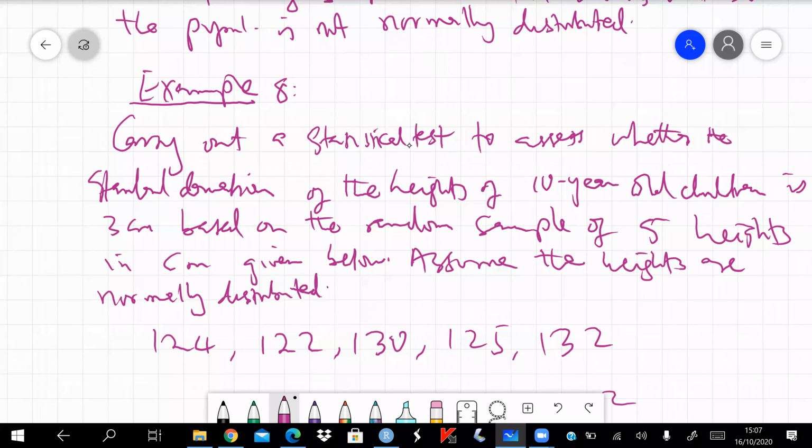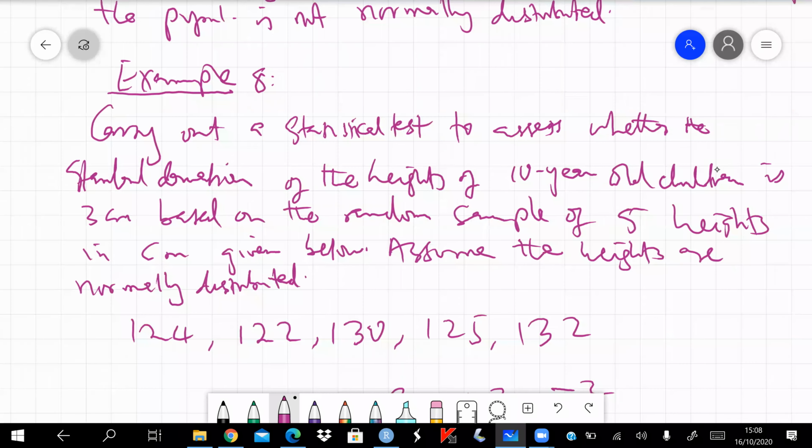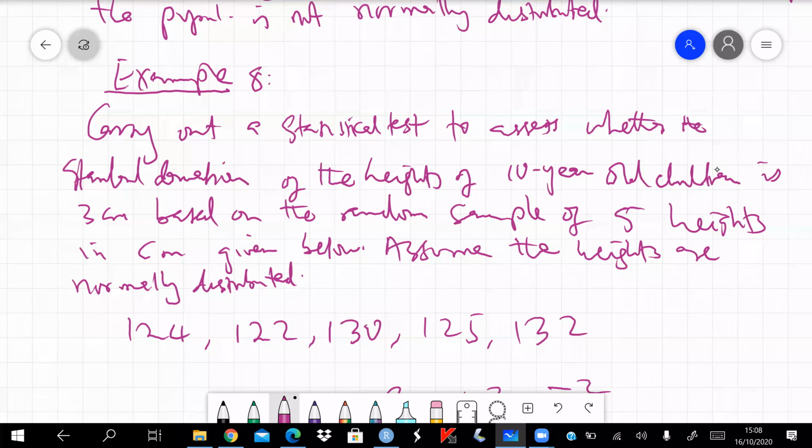You are told to carry out a statistical test to assess whether the standard deviation of the heights of 10-year-old children is 3 centimeters based on the random sample of 5 heights in centimeters given below. Assume the heights are normally distributed. So this assumption is very important. And these are the 5 heights: 124, 122, 130, 125, 132.